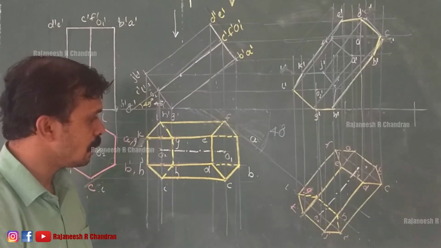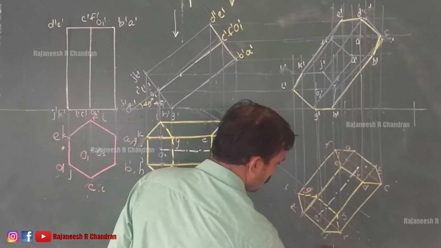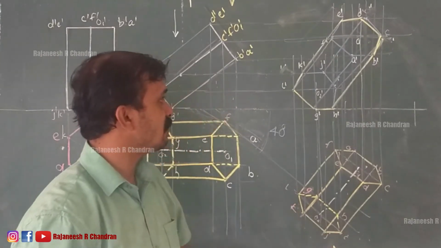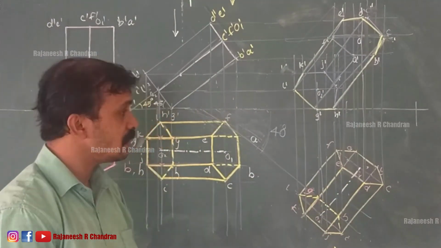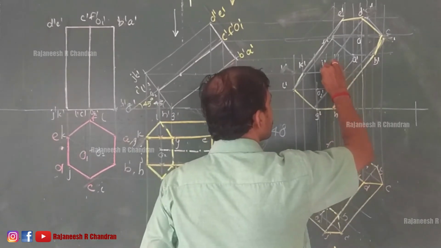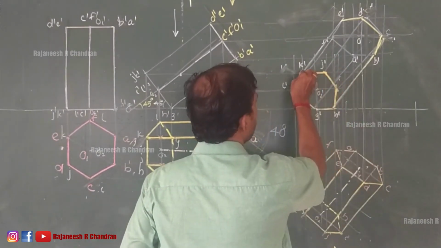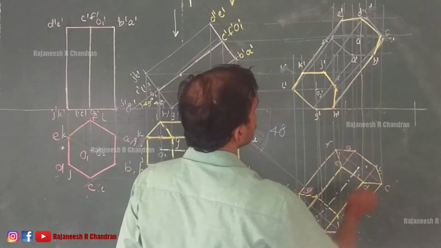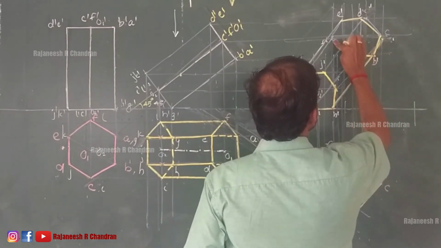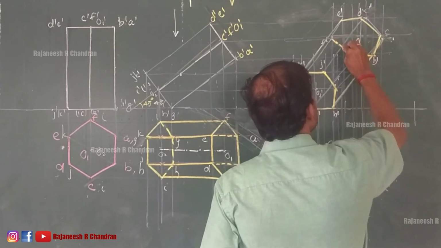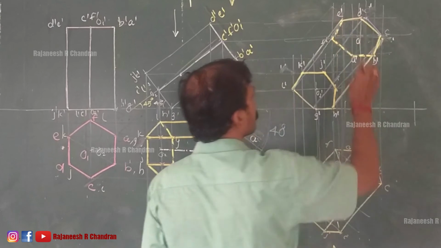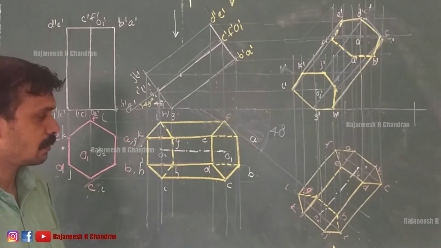So the border is visible. Now we are observing from here. Since we are observing from here, the base IJK will be visible and the ABCD will be invisible. So IJK will be visible. This will be invisible. That also has been marked.